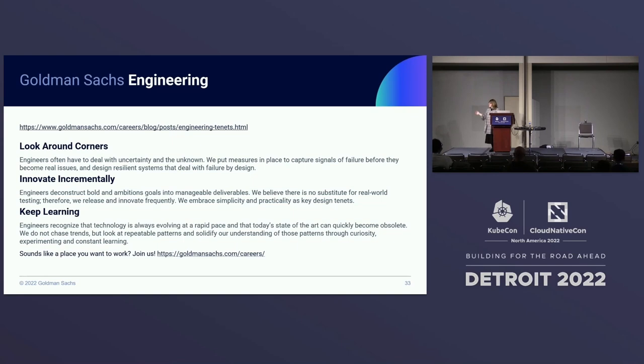And this is just about Goldman Sachs engineering. We have a bunch of engineering tenets. I highlighted the few that I thought were particularly relevant to chaos engineering and this talk.